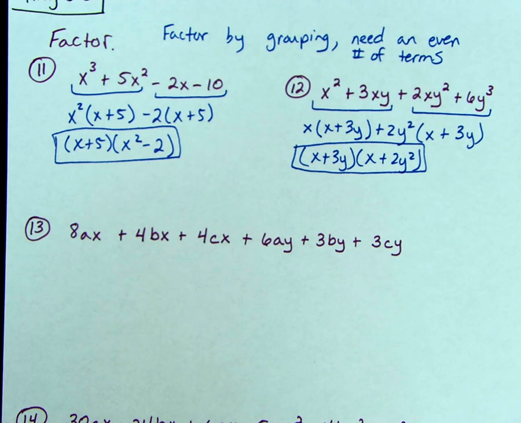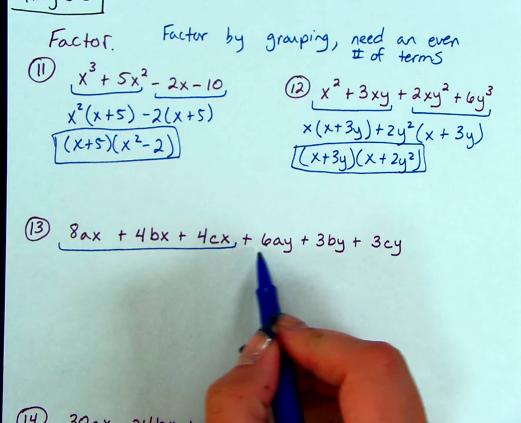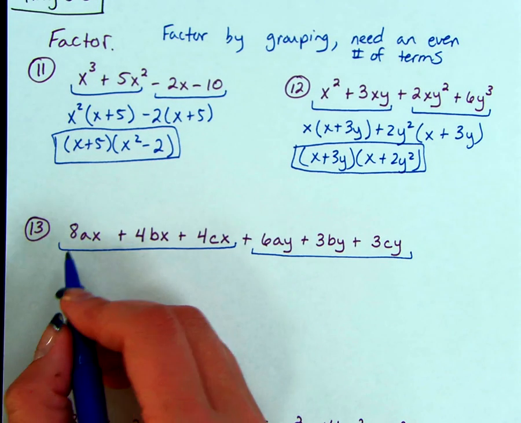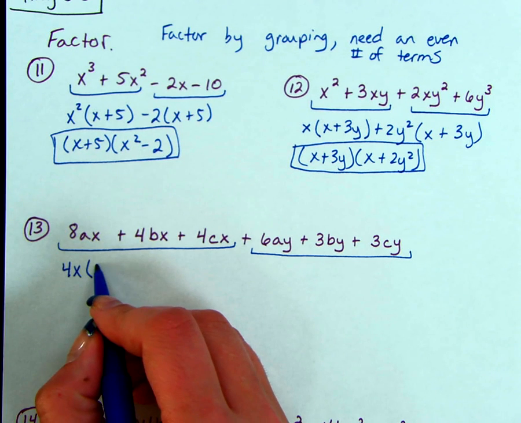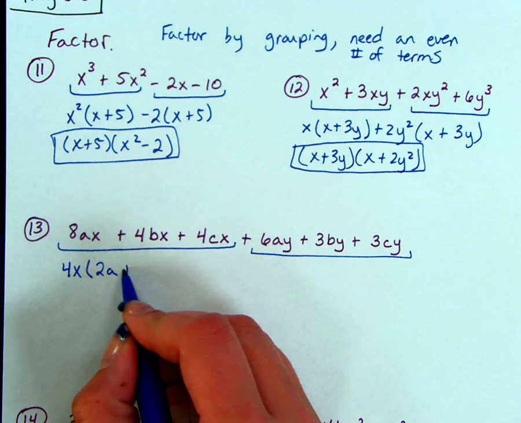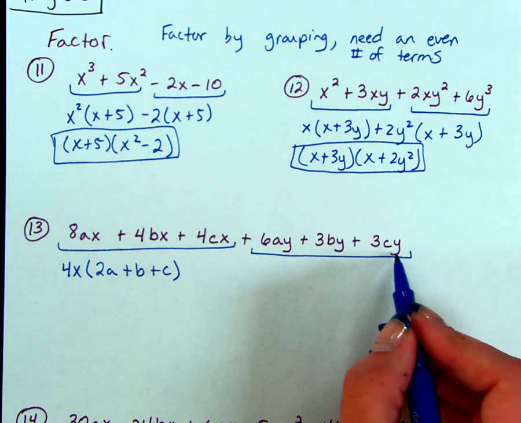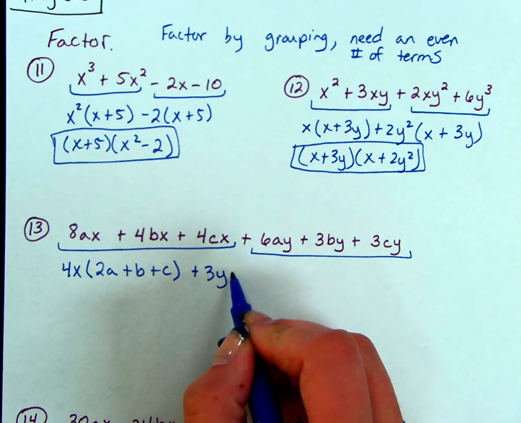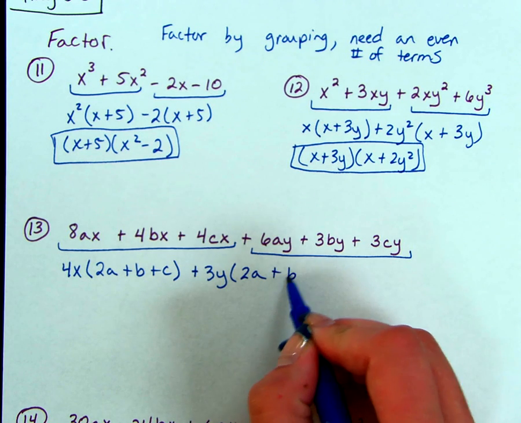Problem 13, so again we have an even number of terms, and I have to split them evenly. So it looks like our first three have an x in them, so I'm going to group the first three and the last three. So from the first three, I can factor out a 4x. So then we will have 2a plus b plus c left. In the second group, I can factor out a 3y. And then we will have 2a plus b plus c left.